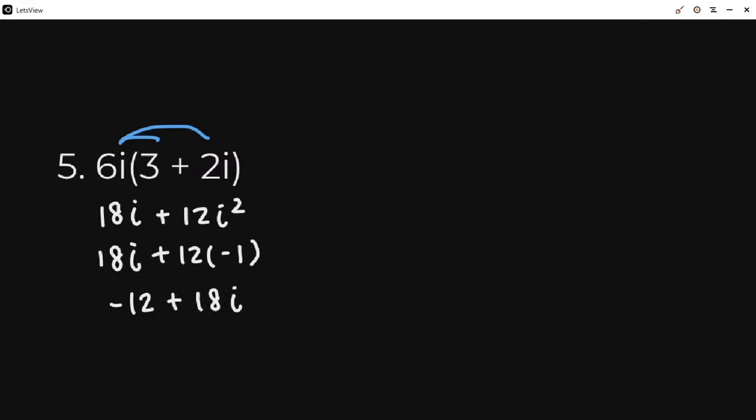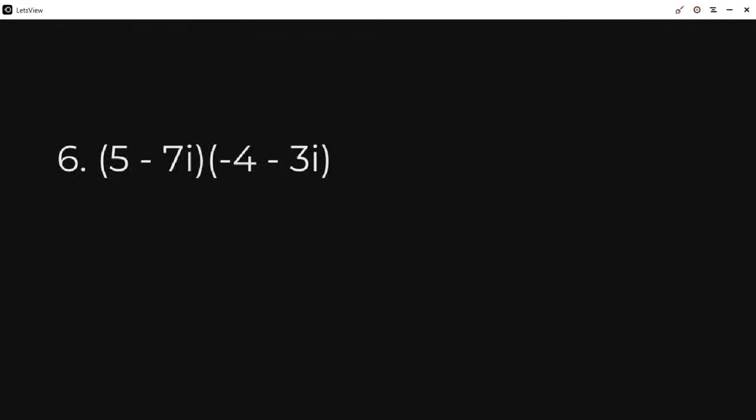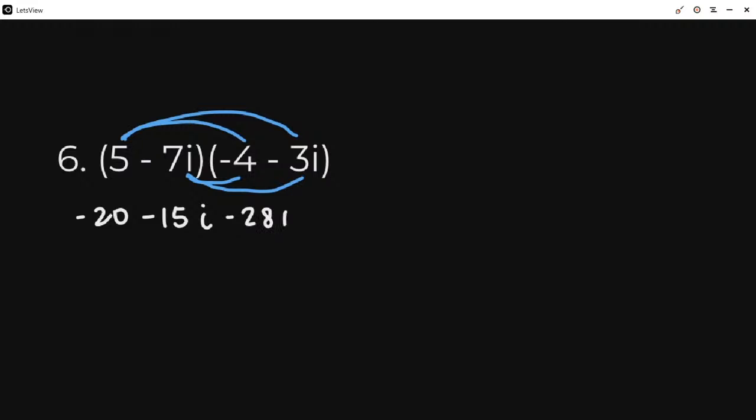Okay, another multiplying one, but this time we're not just distributing one number, we're going to distribute twice. So first we have 5 times negative 4, which is negative 20. 5 times negative 3i is negative 15i. And then we're also going to distribute the negative 7i. So negative 7i times negative 4 is negative 28i. And negative 7i times negative 3i is positive 21i squared.